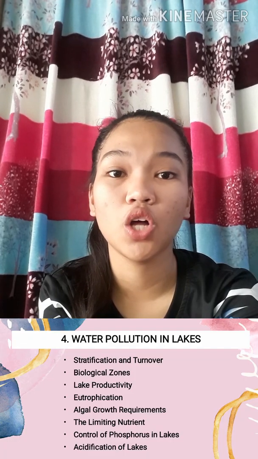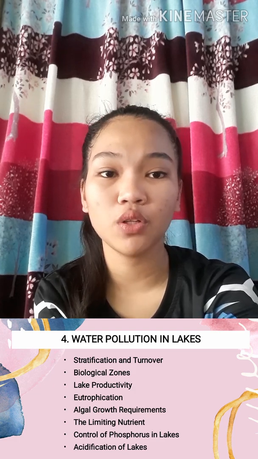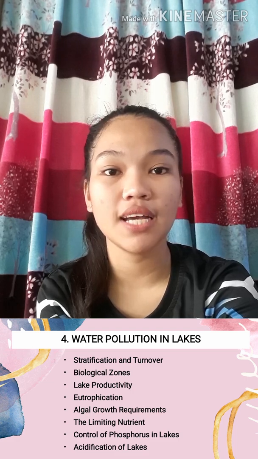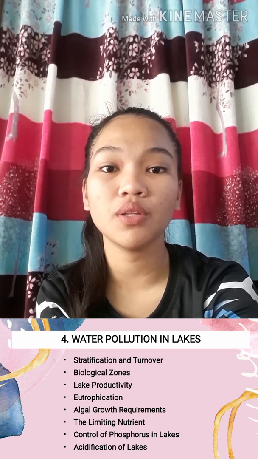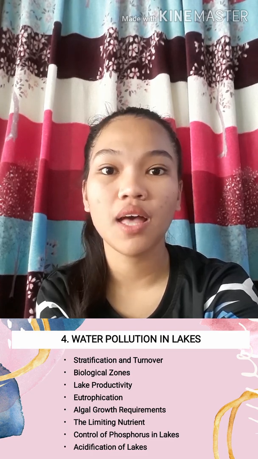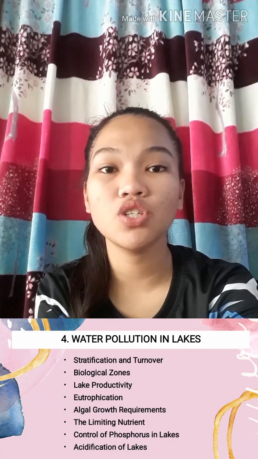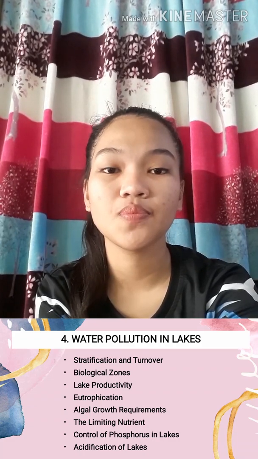Now we move to the biological zones. Lakes contain several distinct zones of biological activity, largely determined by the availability of light and oxygen. The most important zones include the euphotic zone, littoral zone, and benthic zone. So down here, you can see the biological zones in a lake and where they are located.